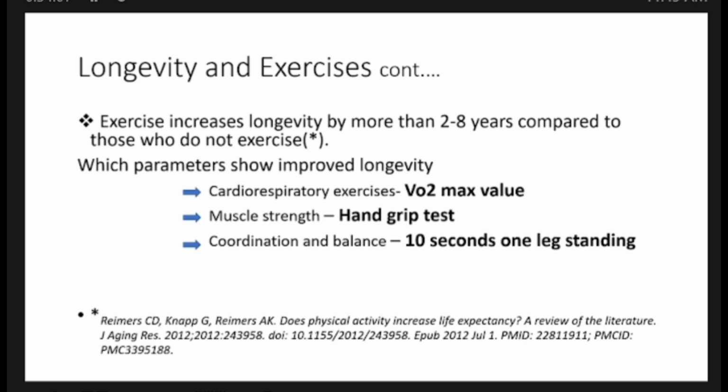First is cardiorespiratory fitness. The standard way of checking is the VO2 max test, which we do with a cardiorespiratory CPET machine. Then there is muscle strength, for which we use the hand grip test, and coordination and balance, with the 10-second one leg standing. Of these, VO2 max is a very sophisticated and complicated way of doing it. You need more facilities. I think very few centers in Sri Lanka provide this service. So we have to go for alternative ways to check that.